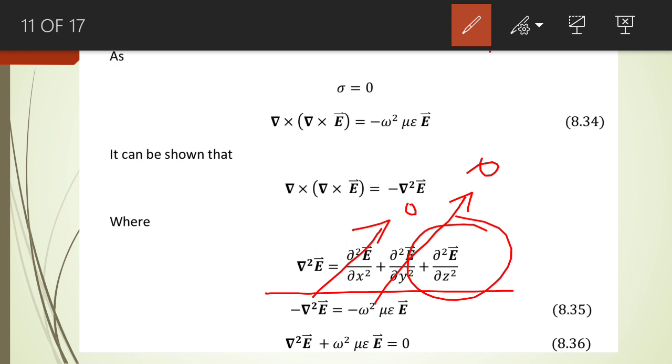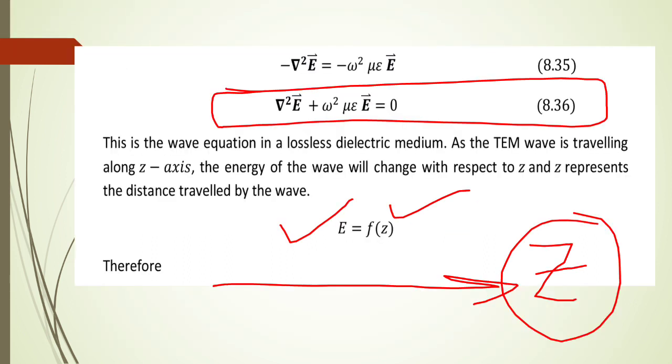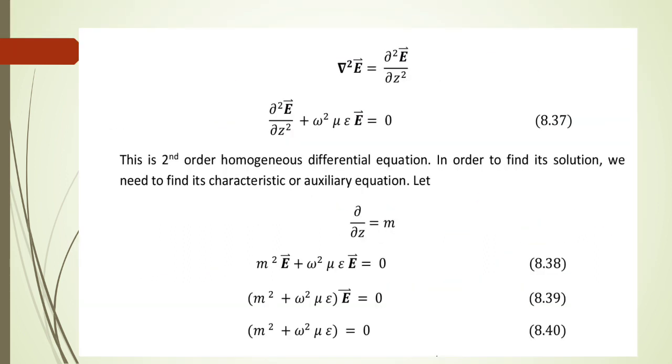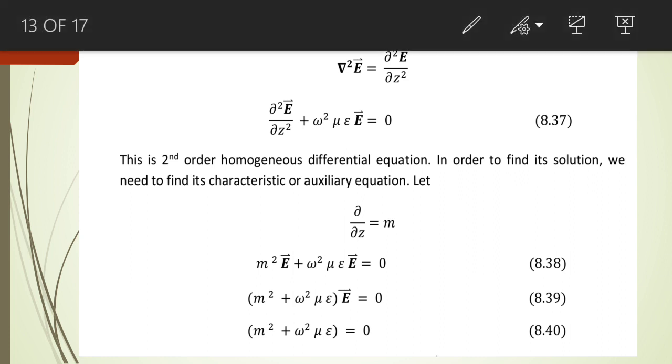Alright, so let us go to this particular slide. You see what we do, we replace del square E by curly square E by curly z square. Why? Because the electric field intensity is changing with respect to z only. It's not changing with respect to x, and it's not changing with respect to y as well.